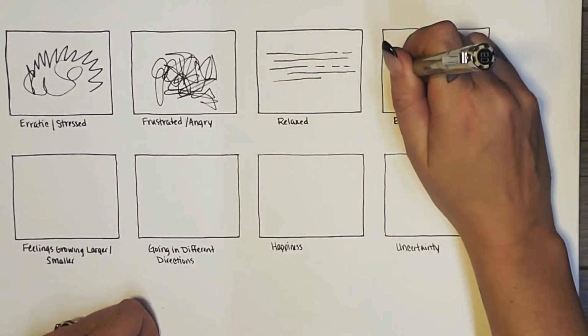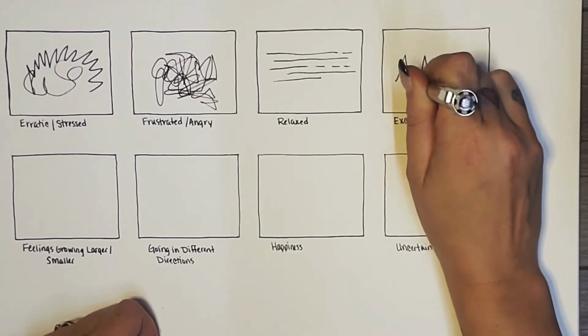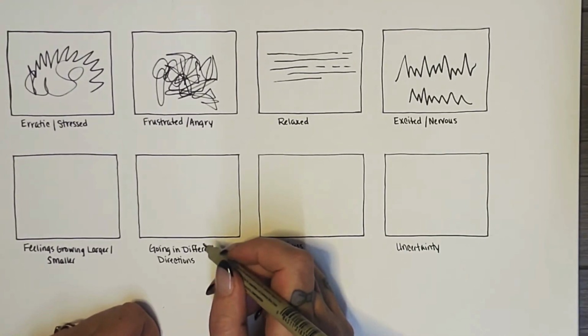Our next emotion is of excitement or nervousness, which is the use of zigzag lines, no matter how big or small. Our next square is to show feelings growing in size or shrinking in size.